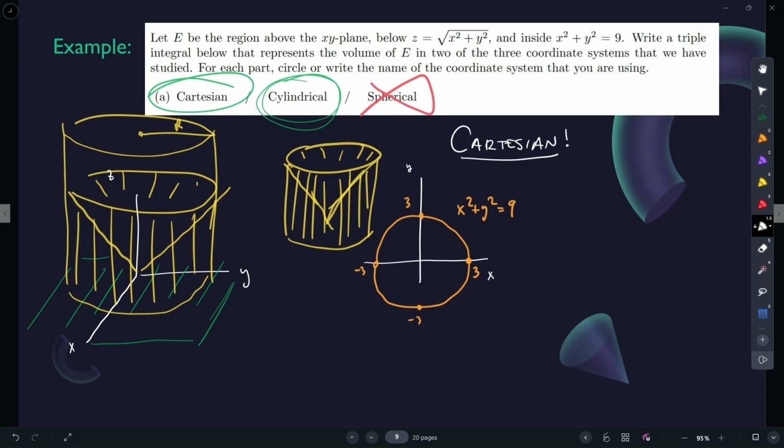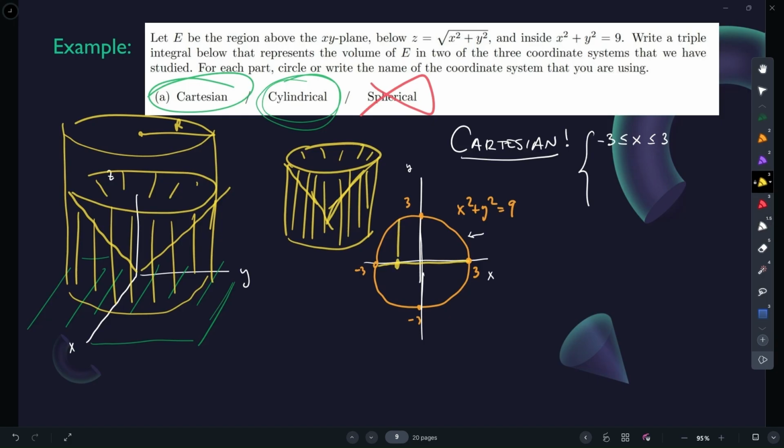So what I can do is set this up as a type 1 integral. So I'm going to start with x. So the region is going to start with x between minus 3 and 3. The top now for y, so x is going from here to here.